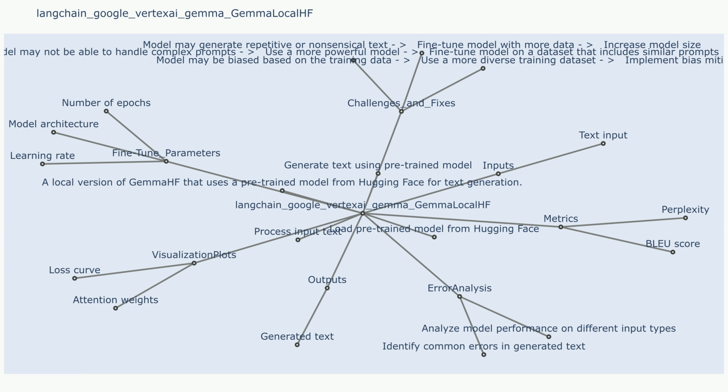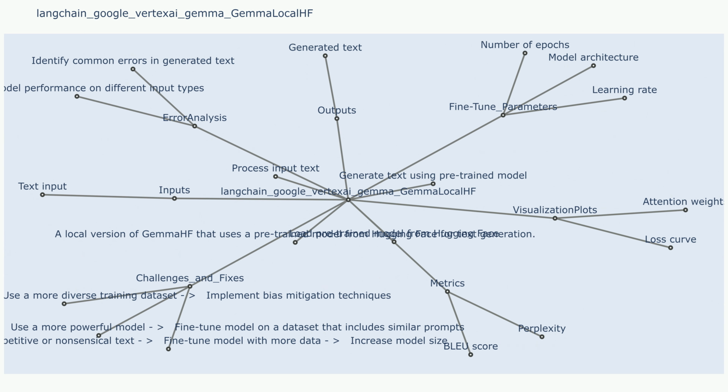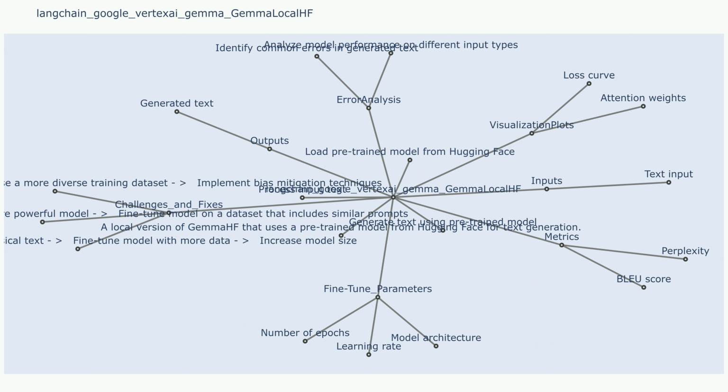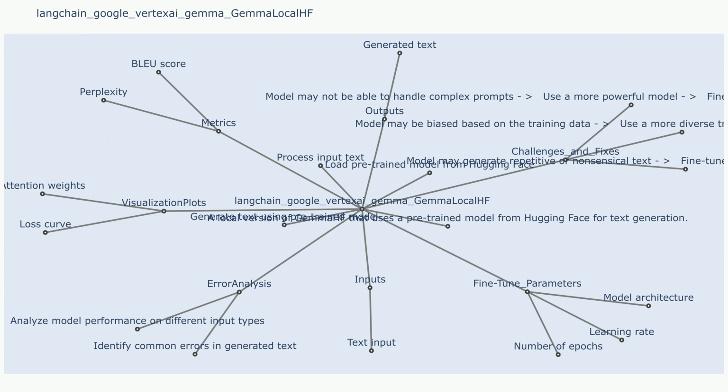Steps. Step 1. Load Gemma model. The Gemma Local HF tool first loads the specified Gemma model from the provided path. Step 2. Pre-process text. The input text data is pre-processed according to the requirements of the Gemma model. This may include tasks like tokenization, stemming, or lemmatization. Step 3. Make predictions. The pre-processed text is fed to the loaded Gemma model for making predictions. Step 4. Post-process results. The model's predictions are then post-processed and returned in a format suitable for Langchain's further processing.